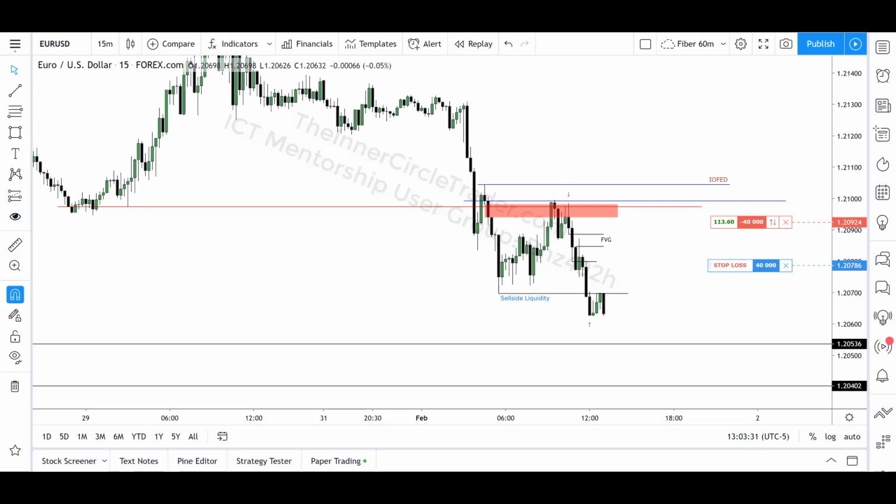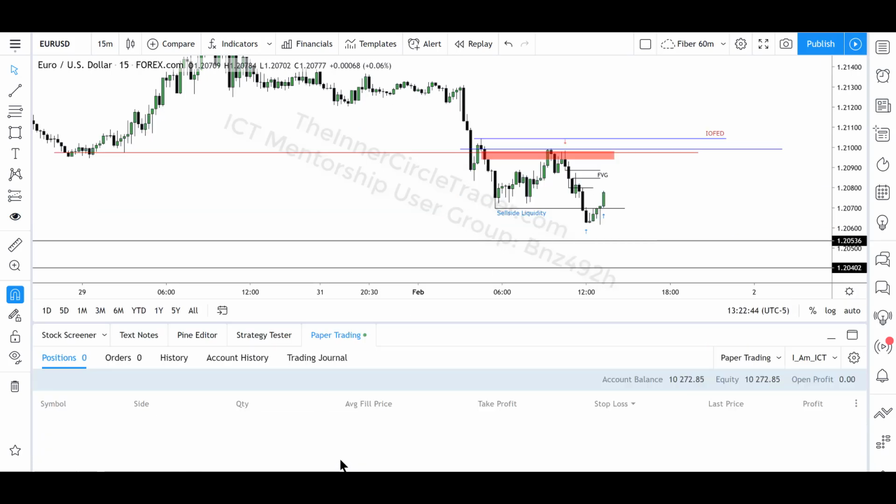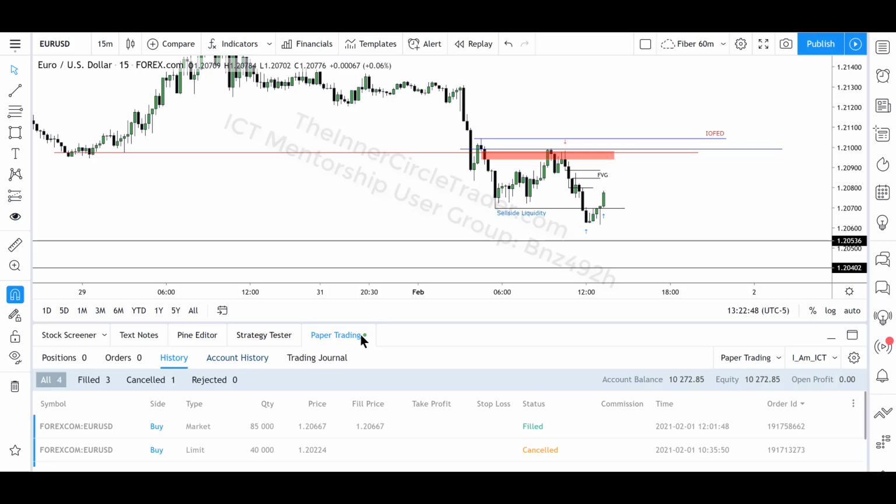So I entered short at the 10 a.m. response to the manufacturing PMI number for the US. So the trade was framed on that volatility, and then the liquidity run as a draw on liquidity at the sell side liquidity pool that's annotated here. And you'll see that it ultimately goes up and hits my stop. No harm, no foul. And I'm showing you the results of this price action lab.